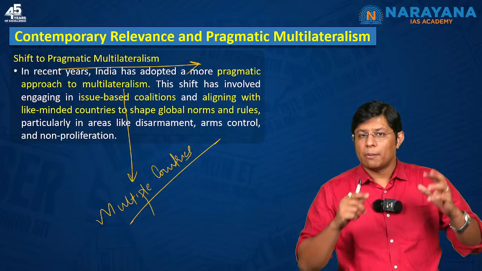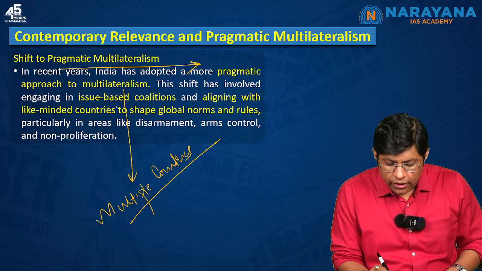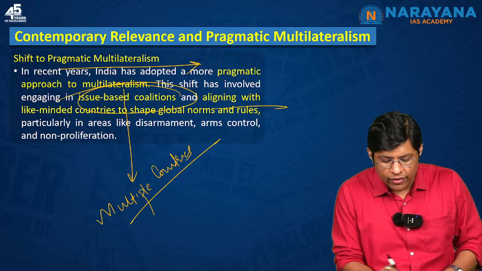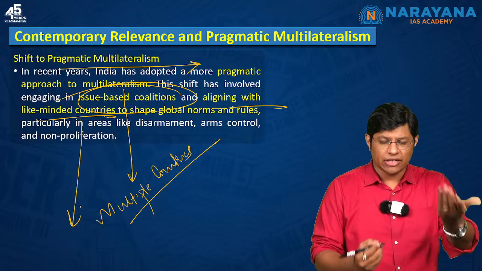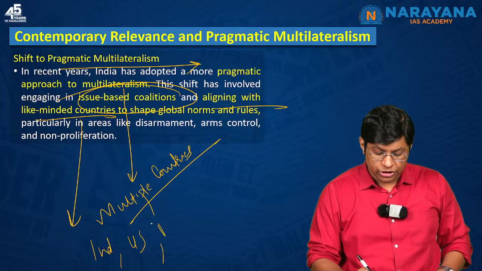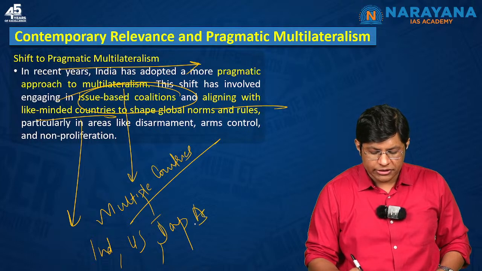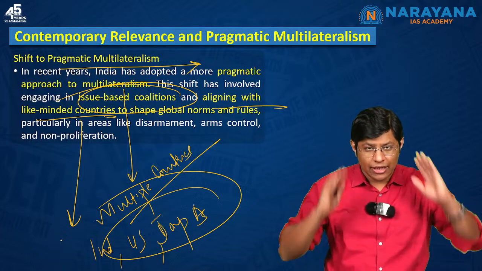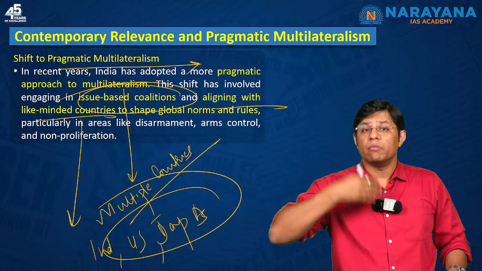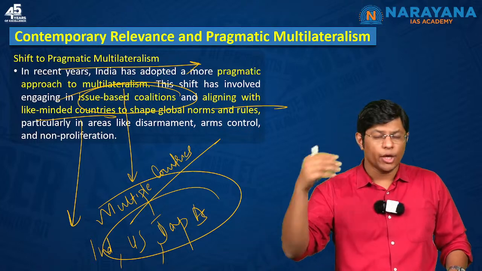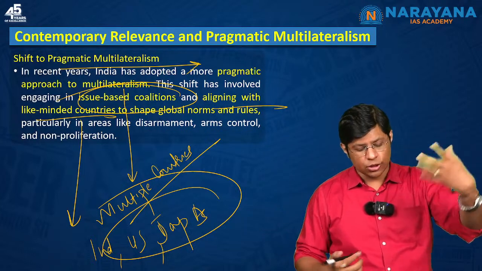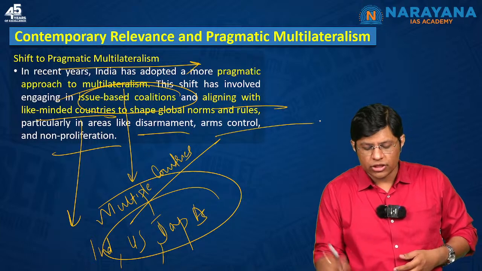So here multiple countries engage in issue-based coalitions and align with like-minded countries. Like just now I gave the example of India, US, Japan, Australia. All these like-minded nations have come together to deal with the emerging issues. One, we have the growing Chinese hegemony. The other issues being disarmament, arms control, and non-proliferation of nuclear weapons.